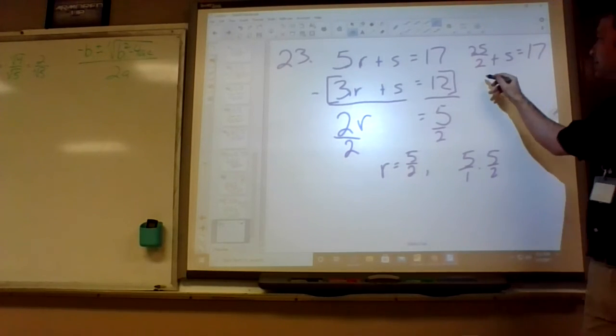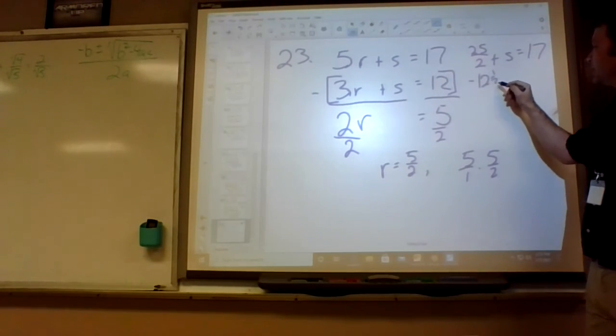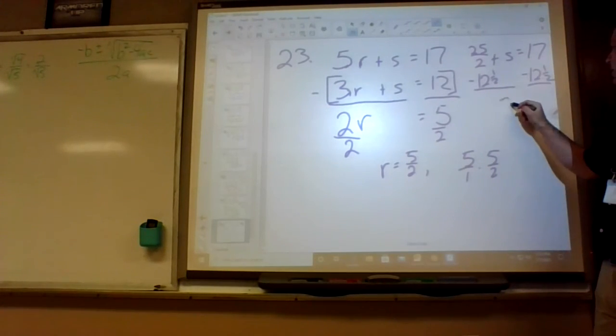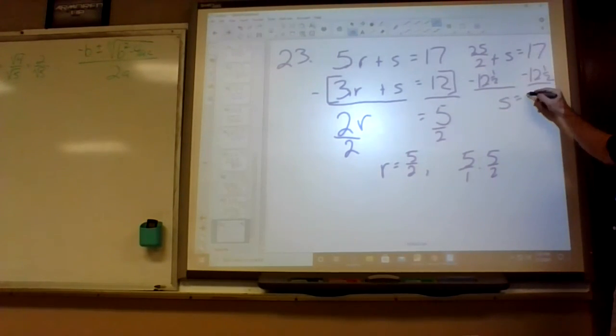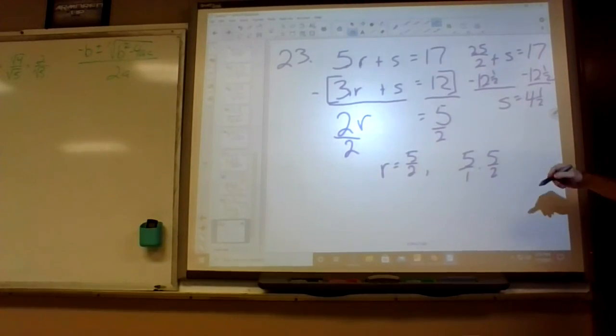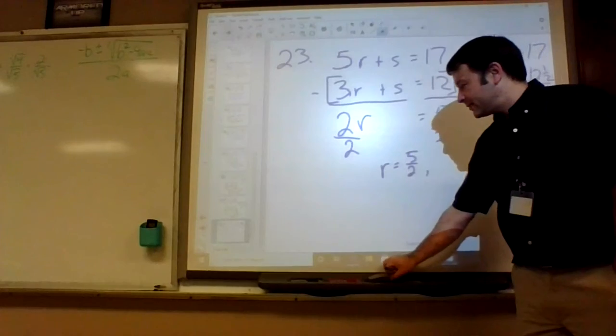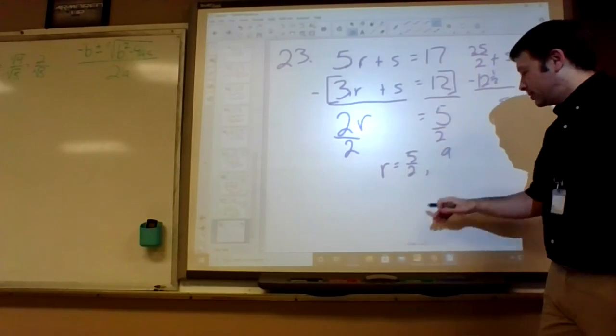I'm going to change it to a mixed number. I'm going to subtract 12.5. Your calculator can do this. So that'd be 4.5. If I change it back to an improper fraction, that'd be 9/2. I don't really care how you write it.